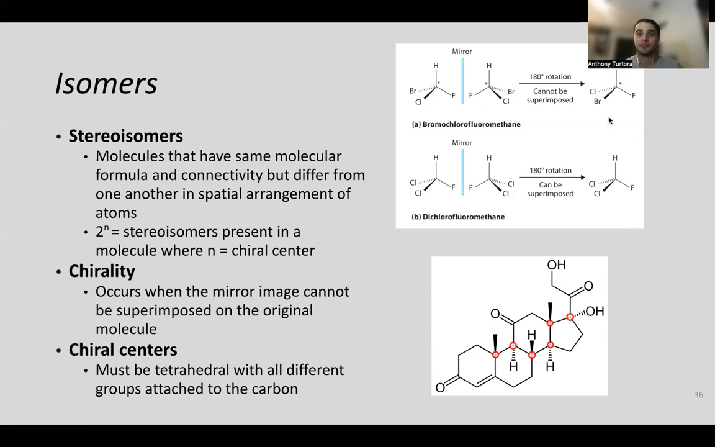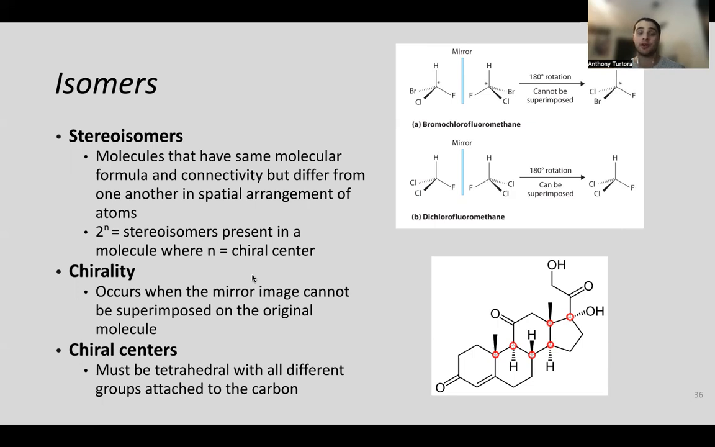An example here is that these are both stereoisomers. This one is an enantiomer, and we see that the molecular formula and the connectivity are the same, but the spatial arrangement, the way they're arranged in space, is different. Another important concept is chirality, being chiral or achiral, which we talked about in the question. This occurs when the mirror image cannot be superimposed on the original molecule.